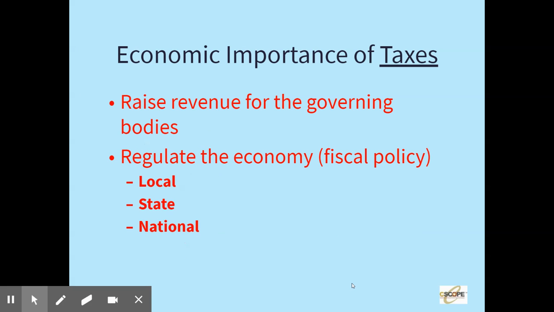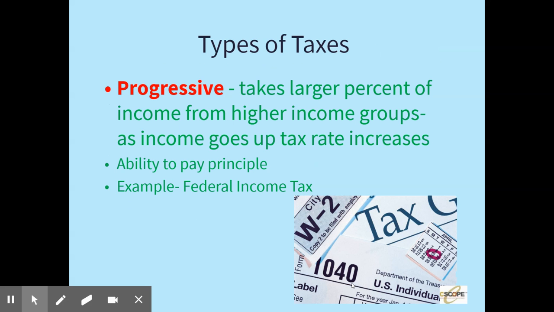So, the economic importance of taxes: raise revenue, which is income for the governing bodies, and regulate the economy at the local, state, and federal level. We'll get into that. Progressive taxes, different types of taxes here.